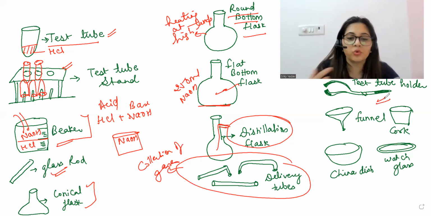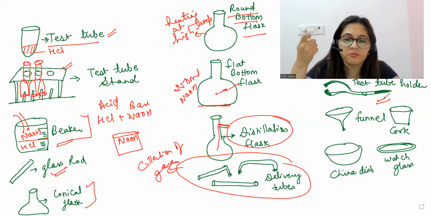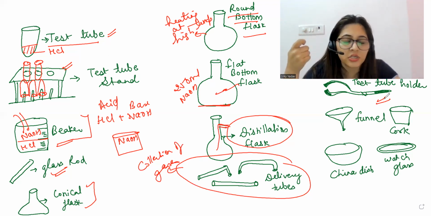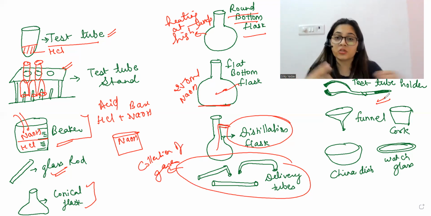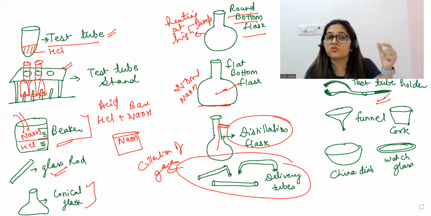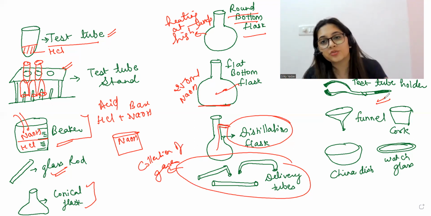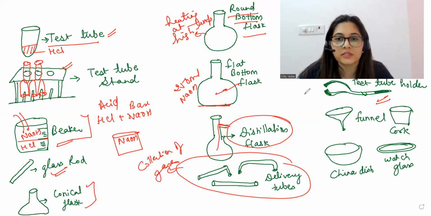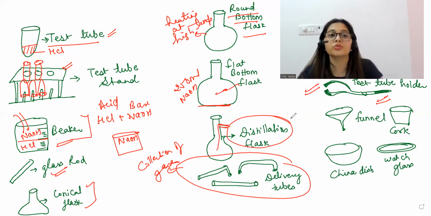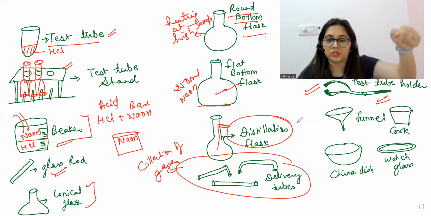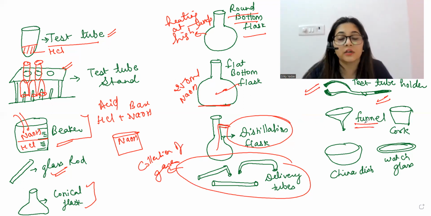Okay, now what is this? Let's say I'm doing some experiment in a test tube. I've mixed two solutions and I'm doing one reaction in a test tube. You know that the temperature can rise also. So it's not a very good thing that we hold it with the hand. It's not possible. So we hold it with a test tube holder. Always remember, this is a test tube holder which is used for picking the test tubes in the right position.